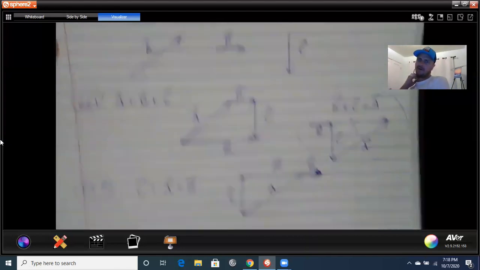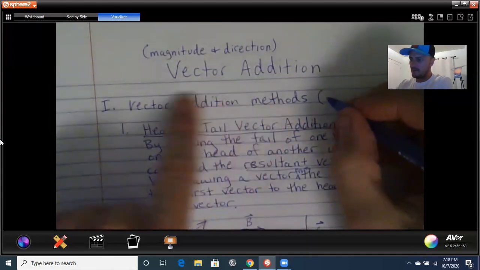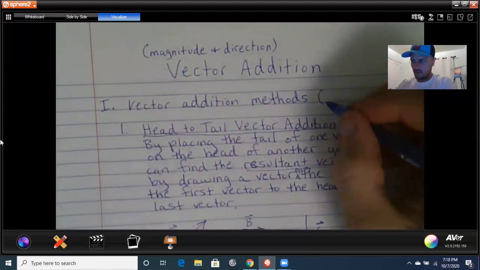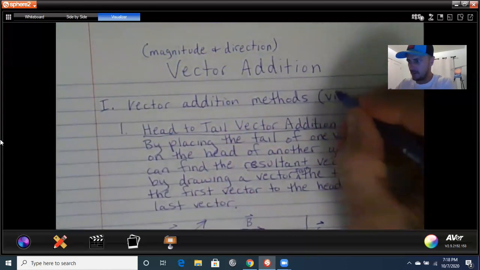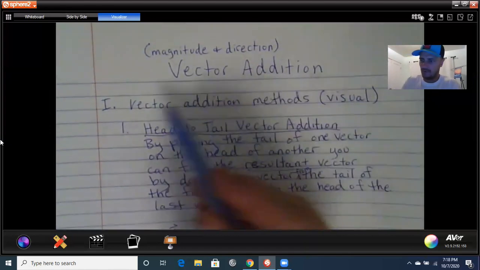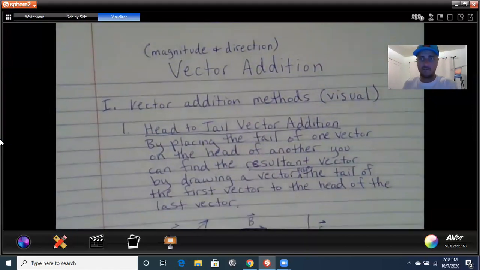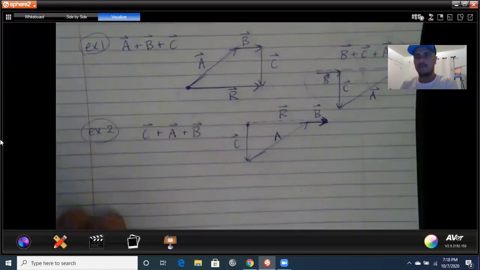So going back up to the very top of the notes, the vector addition methods, these are really visual. None of these are mathematical, right? We're not really putting numbers with these yet, so these are visual techniques. Visual vector addition methods. If you want to squeeze the word there instead, that's fine, but we're looking at visual vector addition techniques right now. So let's come up with some conclusions.